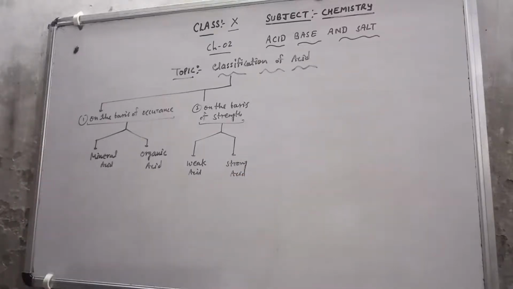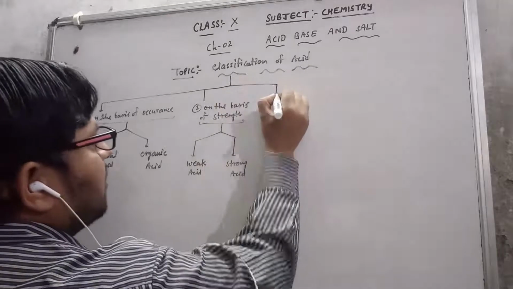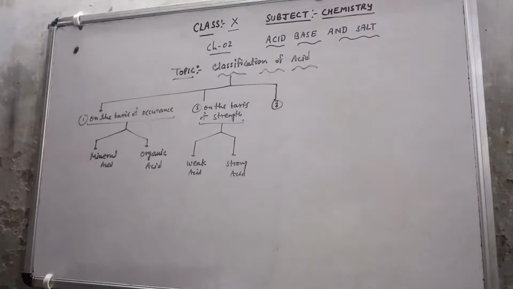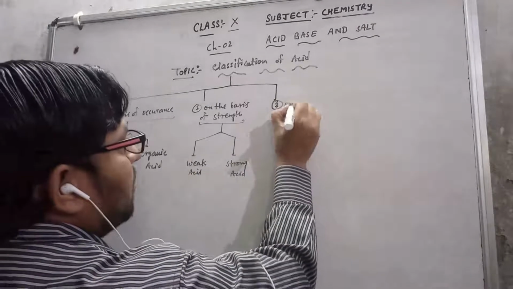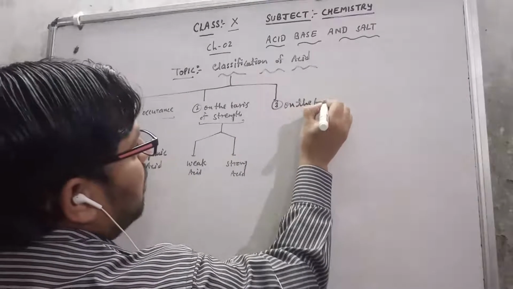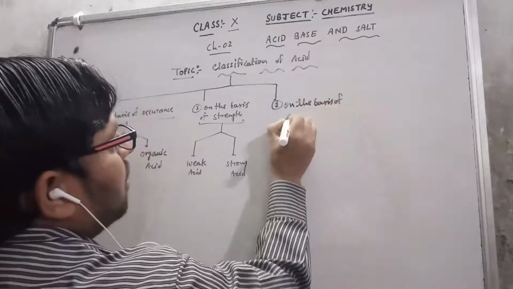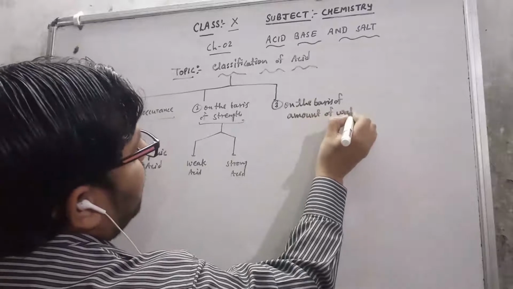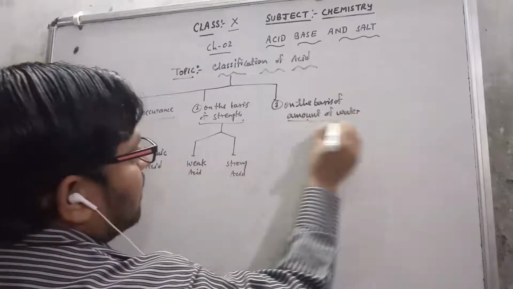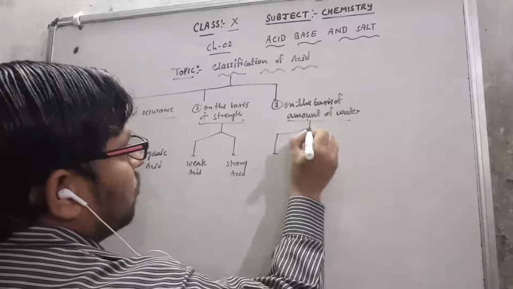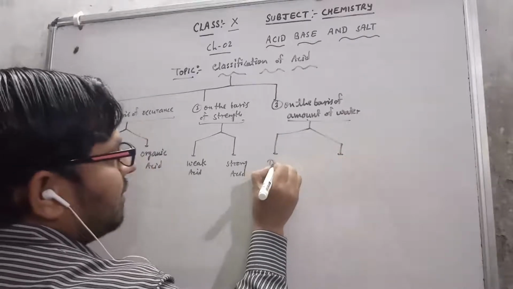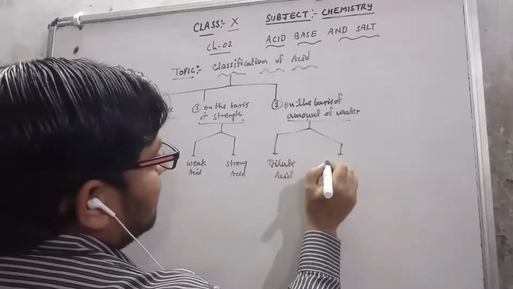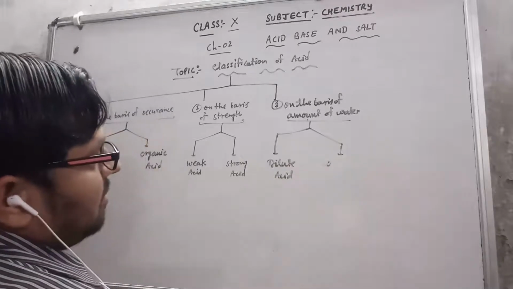Now after that, the third way by which we can classify is on the basis of amount of water, that is, how much water is available there. According to that we can also classify in two ways. One is the dilute acid, and the second is the concentrated acid.